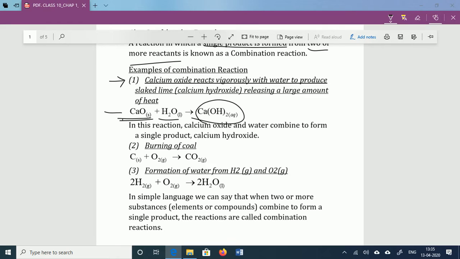This process was used in the past, when whitewashing of houses was done. At that time calcium oxide powder, the quicklime, was added into water and converted into slaked lime, calcium hydroxide, and that slaked lime was applied on the surface of the wall. So this is one example of a combination reaction. Two reactants, calcium oxide plus water, combine with each other and make a single product, calcium hydroxide.